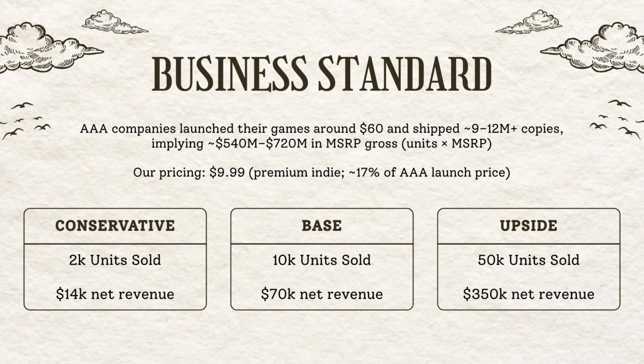First, there is conservative, with 2,000 units sold and netting us about $14,000 net revenue. Then there's the base, with 10,000 units sold, which will give us about $70,000 net revenue. Then, being a bit optimistic, our upside is 50,000 units sold, which will give us about $350,000 in net revenue. That's the tools we used, our 2025 to 2026 plan, and our pricing and revenue targets.